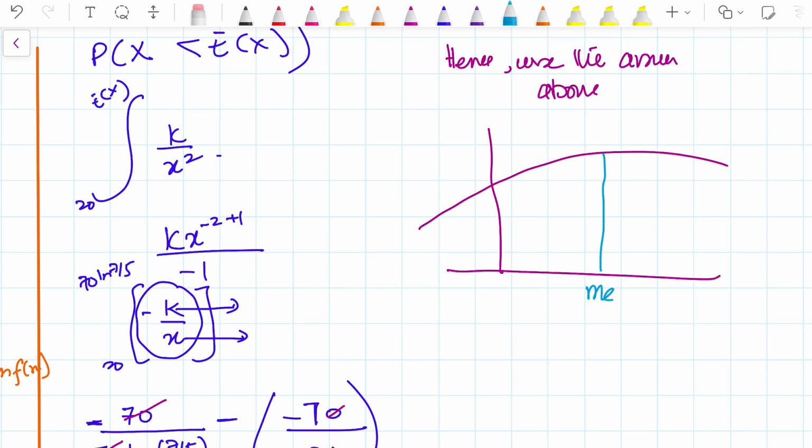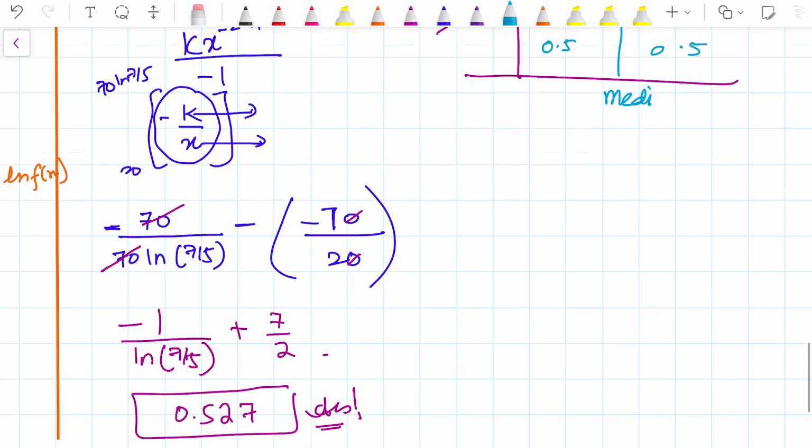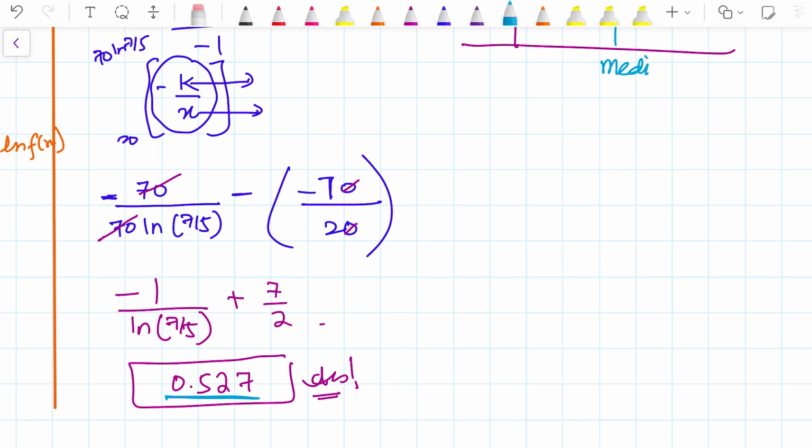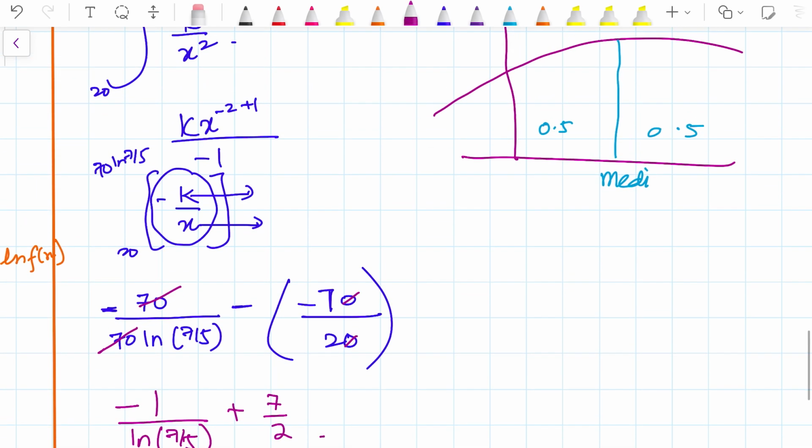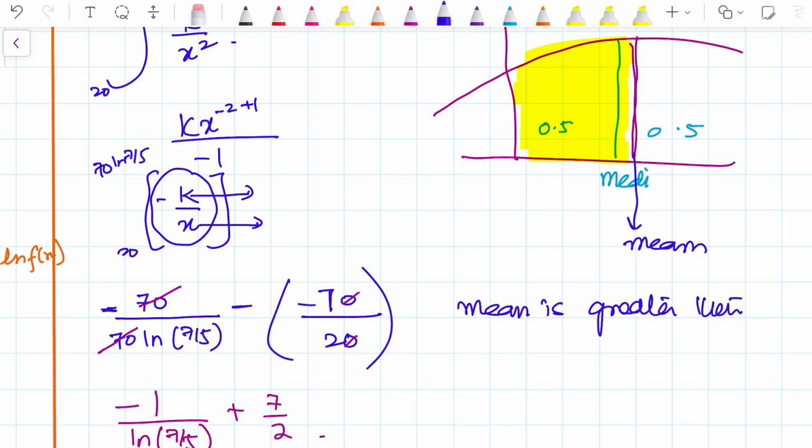Median means that the probability is 0.5 to the left and 0.5 to the right. When you talk about the expectation, the probability is 0.527, which is more than 0.5. It means the mean is going to be somewhere here, so that the entire probability can be 0.527. So it clearly means that the mean is greater than the median, because the probability is more than 0.5.